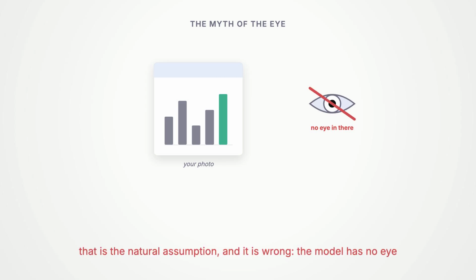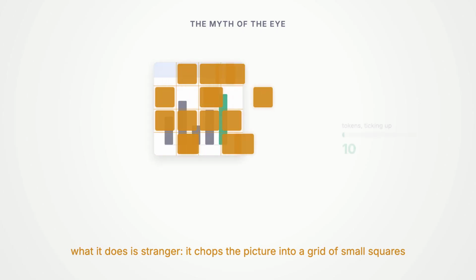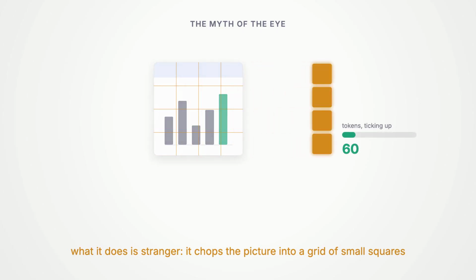The model has no eye. There is no looking, no glance, no gaze. What it actually does is stranger, and it has a price tag. It chops your picture into a grid of small squares, turns every square into the very same kind of token it uses for words, and then reads your image like a sentence.